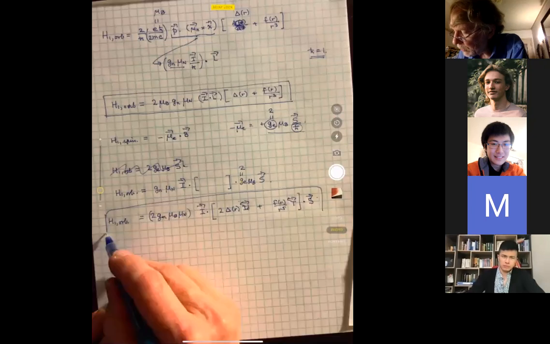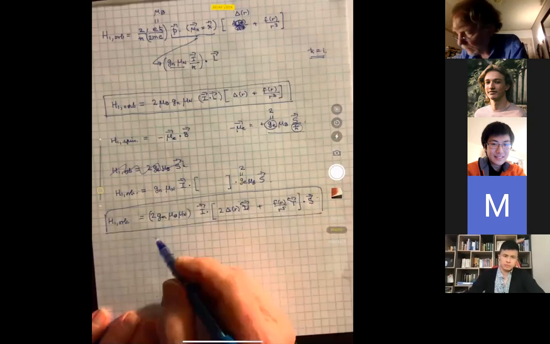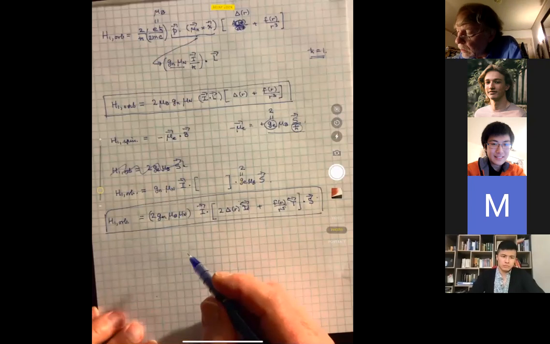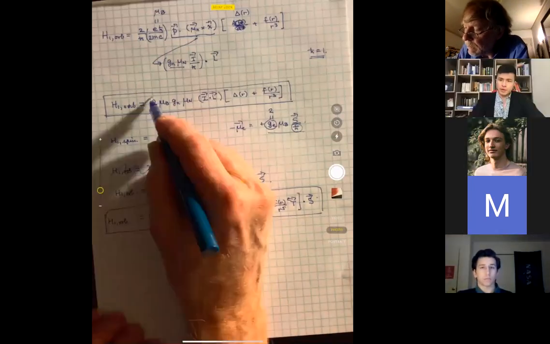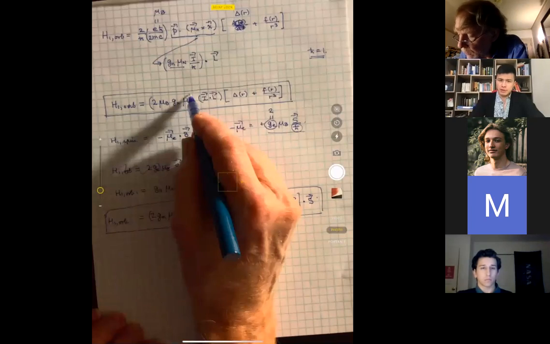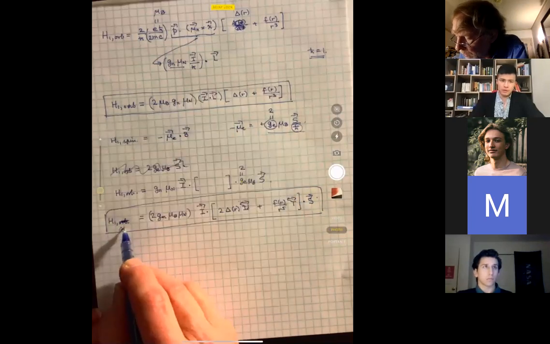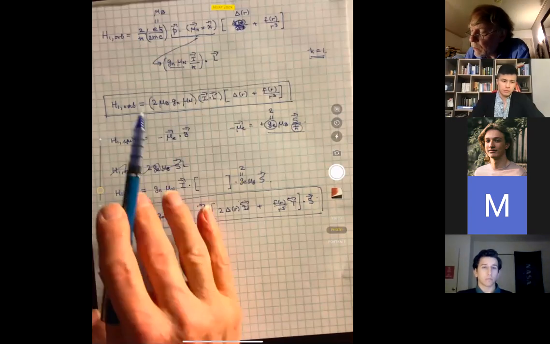All right. So here's the perturbation. Now, Professor, yes, question. That should be H1 spin. Thank you. It should indeed be H1 spin. So we've got orbital plus spin.